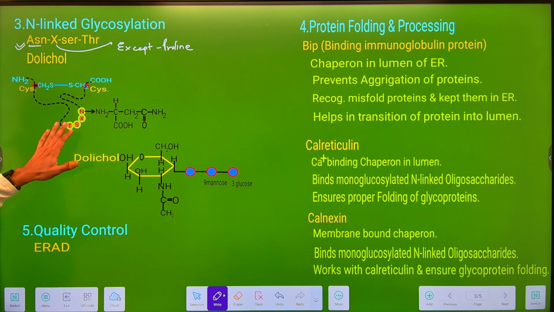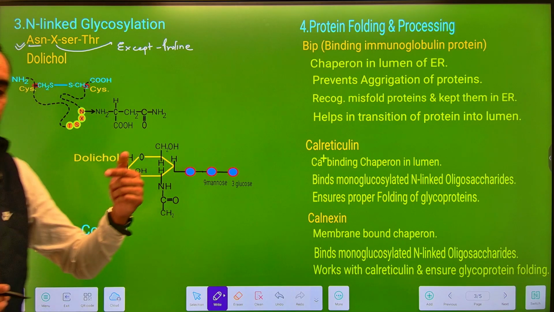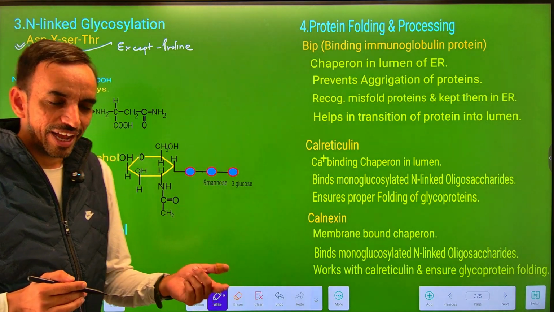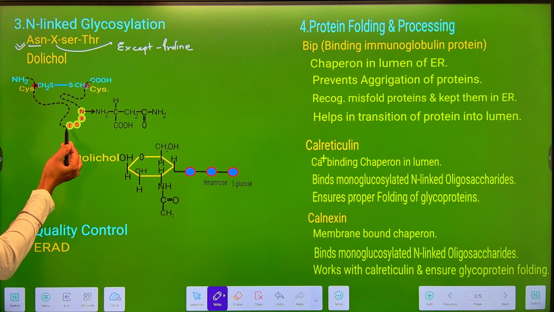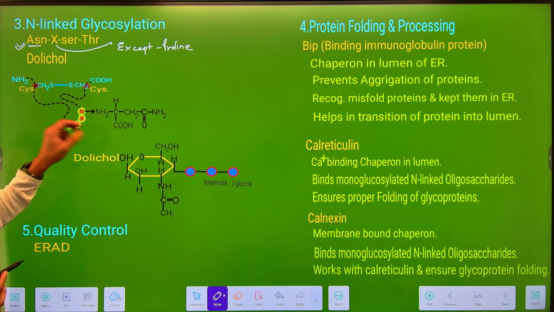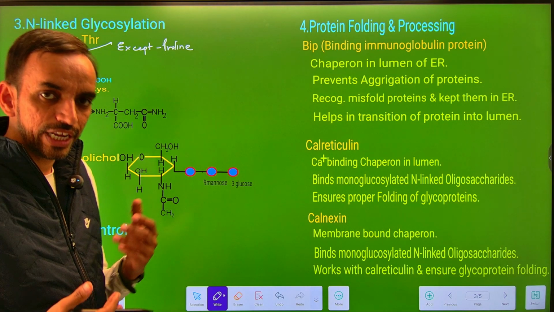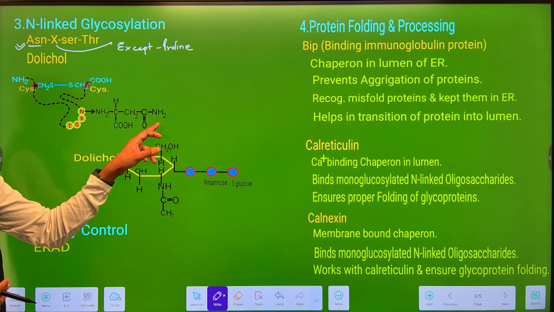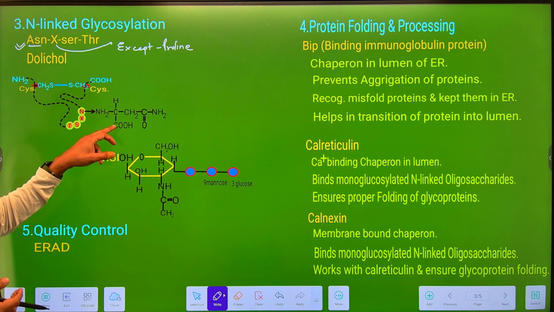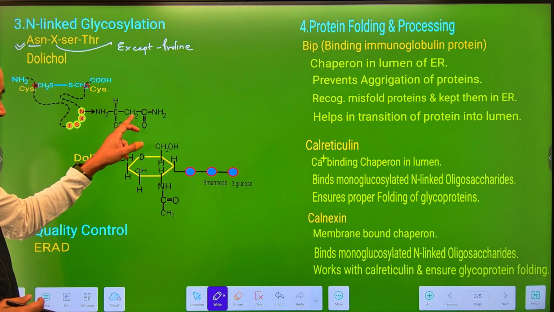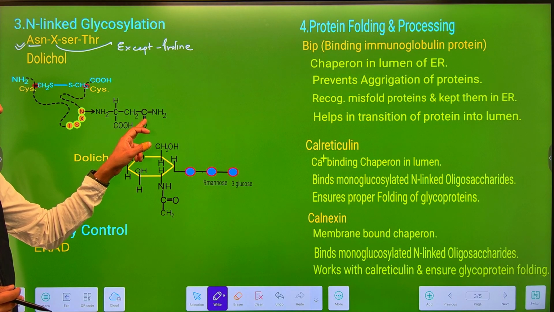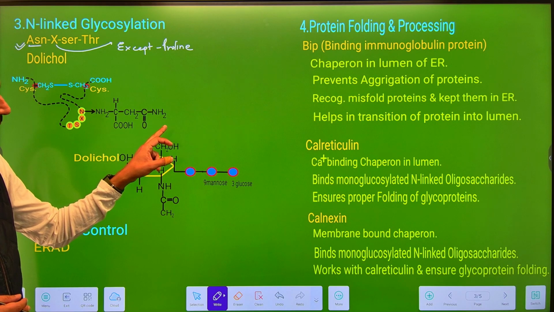Suppose we have a polypeptide which contains a disulfide bond due to the activity of protein disulfide isomerase, and it contains the consensus sequence in the form of asparagine X serine threonine. If we talk about the structure of asparagine, it is the amide of aspartic acid which contains the NH2 group in its side chain. So the NH and CO groups remain in the formation of a peptide bond, and there is a free R chain that contains the CH2CONH2 group.